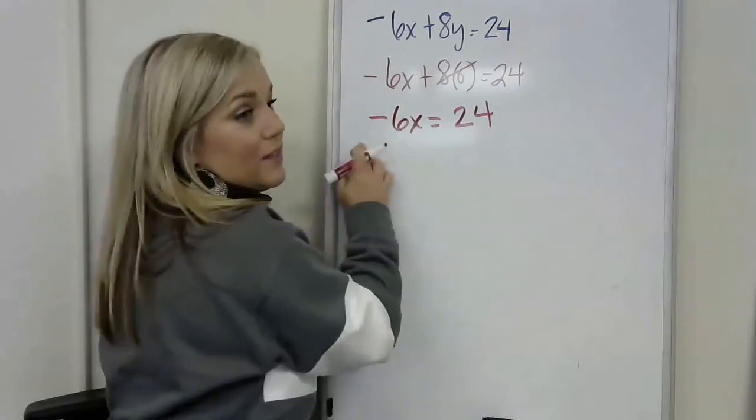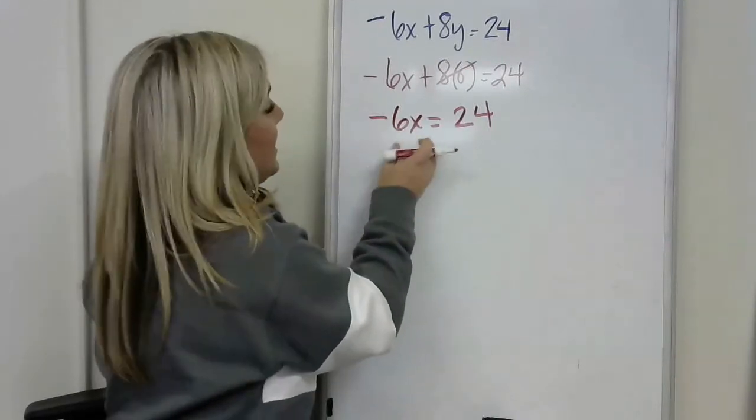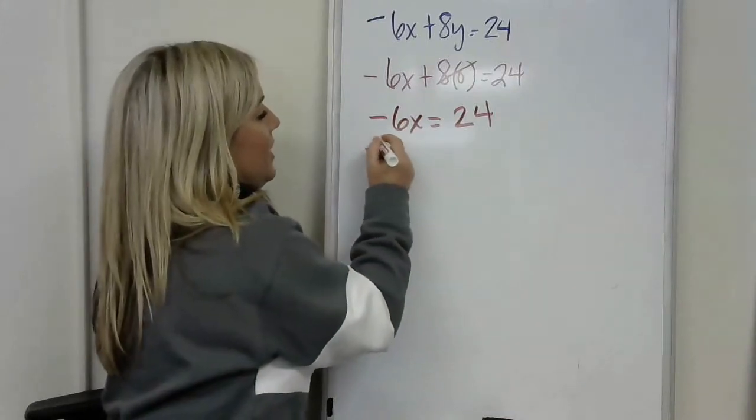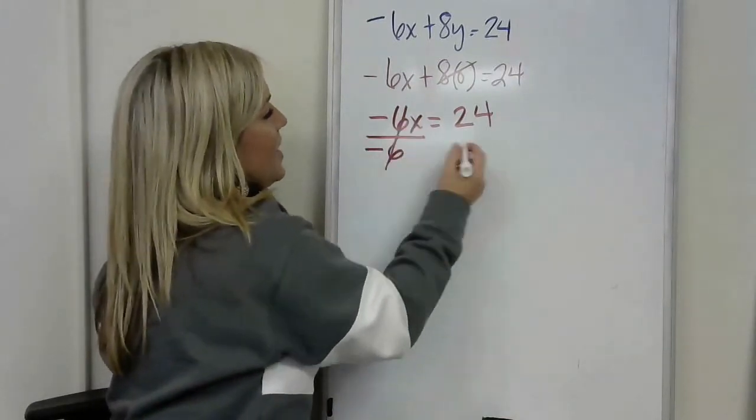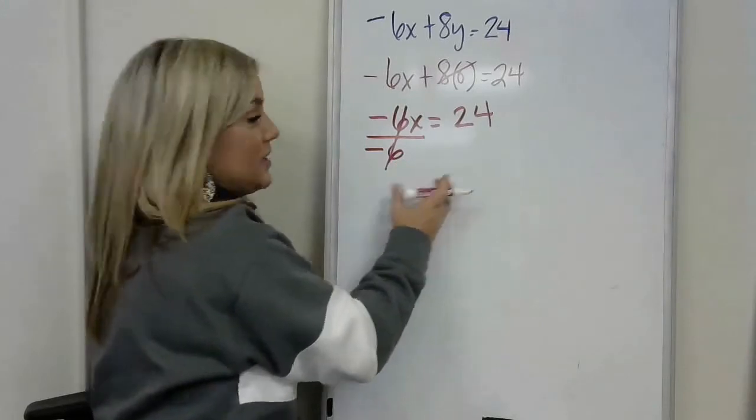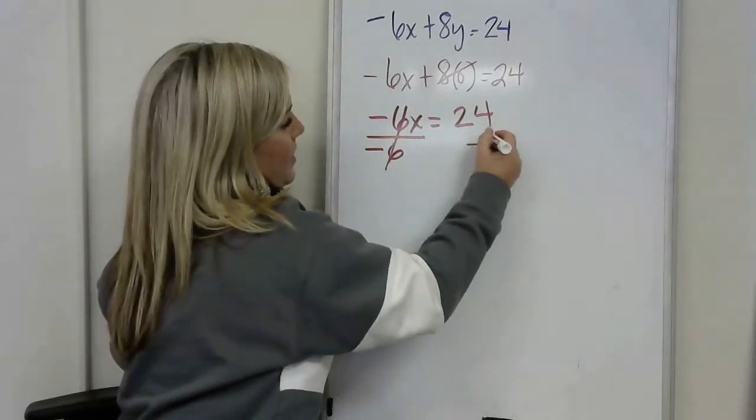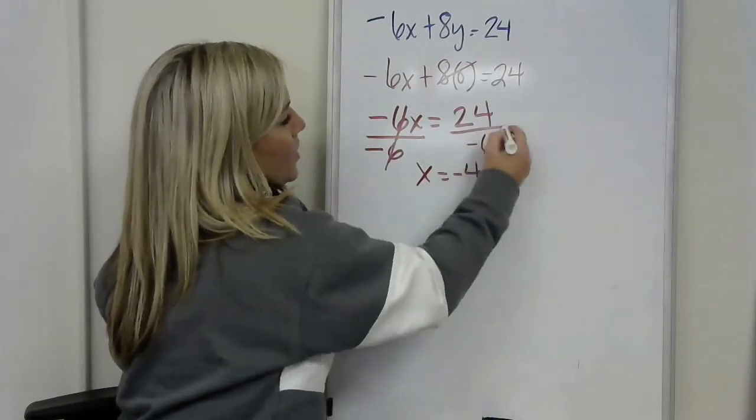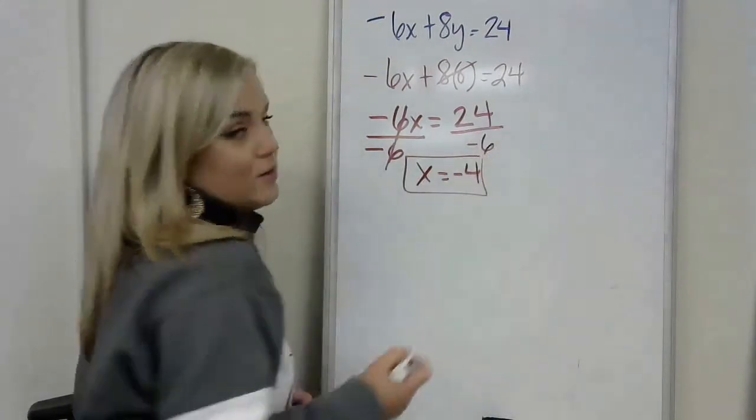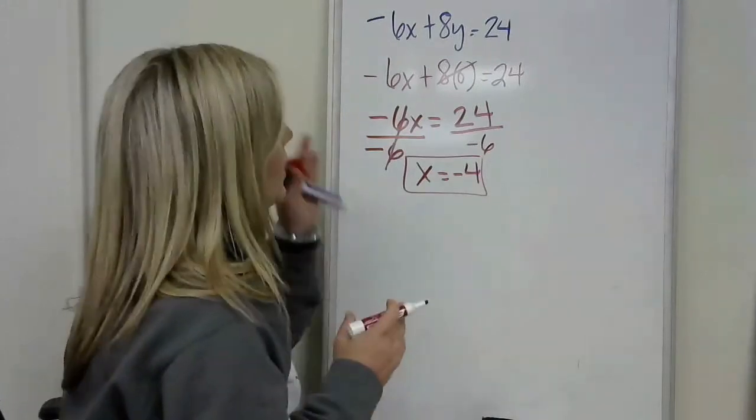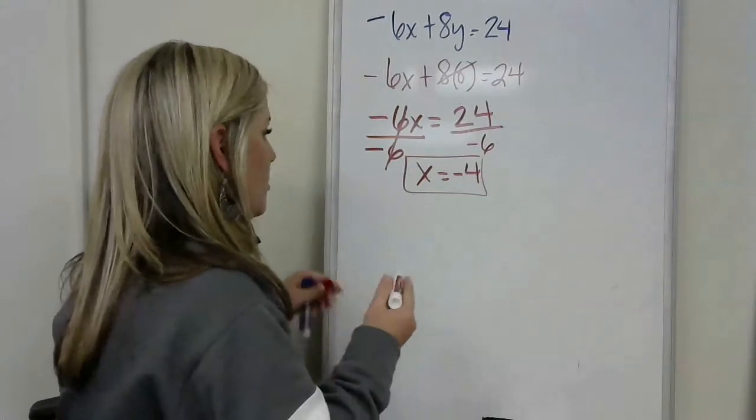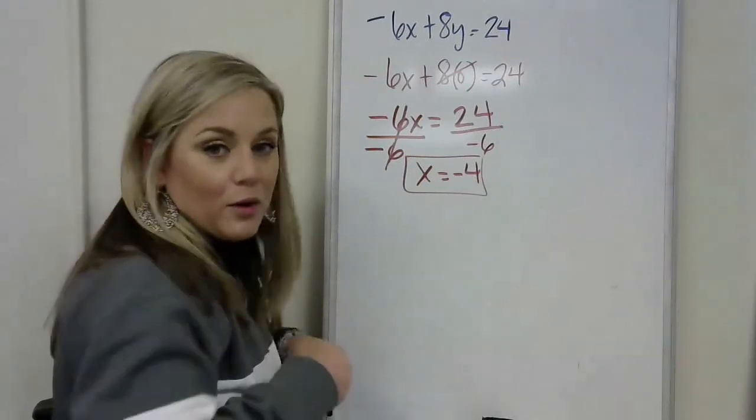Now we've got to get rid of this negative 6, and it is multiplying here, so we've got to undo it by doing the opposite, which is dividing by negative 6. And if we divide this side by negative 6, we've got to divide this side by negative 6. So x would equal negative 4, okay? X equals negative 4. Now, we have to find the y-intercept. So, again, I'm going to rewrite my equation.